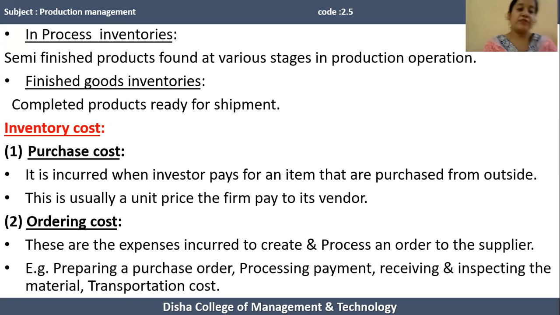And the last type of inventories is known as finished goods inventories. Finished goods inventories are completed products ready for shipment. These are the final products, the unique products the firm manufactures, and the firm is ready to ship these goods to the market.